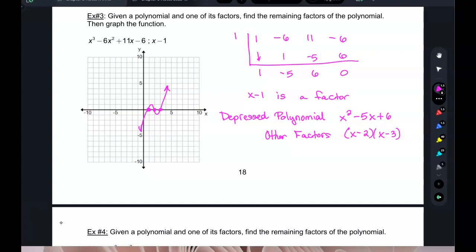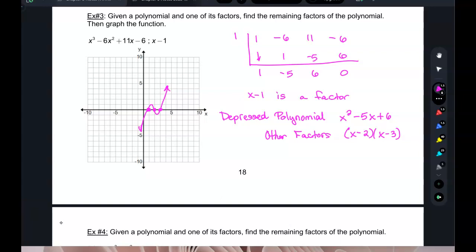I got negative 2 and negative 3, the opposite. I make those equal to 0. For my zeros I got 1, 2, and 3. Oh yeah, I put the 2 and 3 on the wrong side. If x minus 1 is a factor, x equals 1 is a zero. Remember, factors and zeros have opposite signs. Yeah, they're switched.